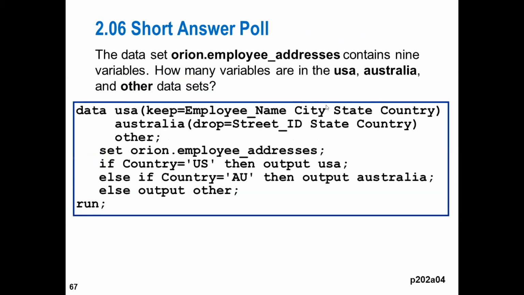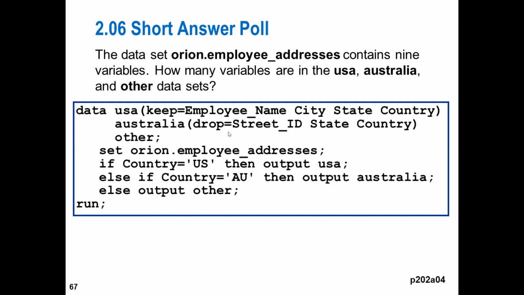Okay. Now answer this poll. You have your data set orient.employee addresses, which contains 9 variables. How many variables are written to the USA, Australia, and other data sets looking at this code? So understand this code. In USA, you are keeping employee name, city, state, country. For Australia, you are dropping street ID, state, country.